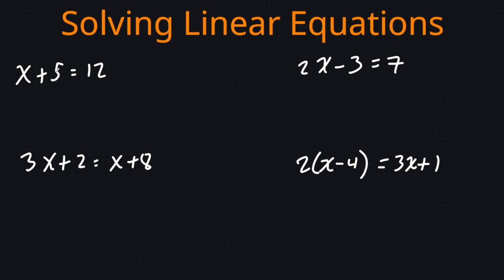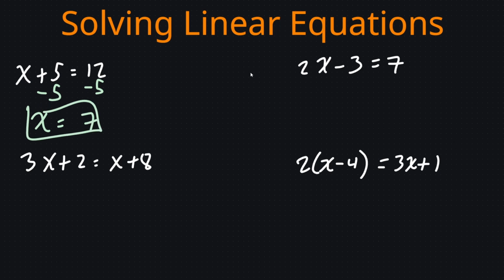I'm going to think, what's the opposite of a plus 5? And that's exactly what I'm going to do. The opposite of adding 5 is subtracting 5. So I'm going to subtract 5 from both sides. And with that, I get x is equal to 7. And that's my answer to the first question.